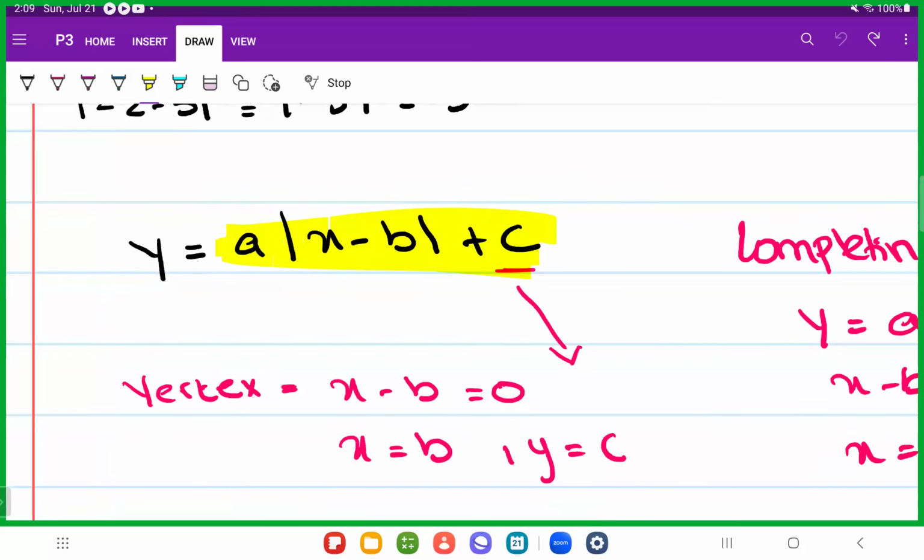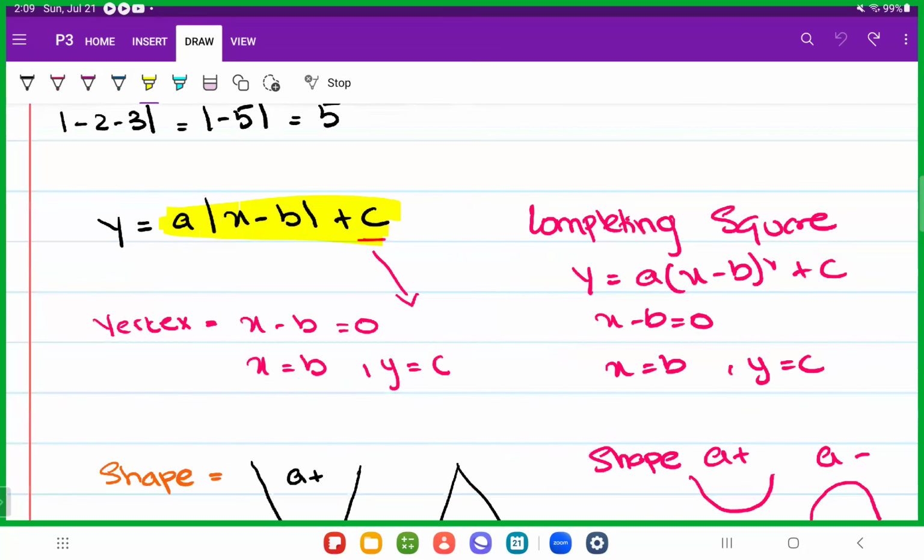So this is basically how we will be writing the modulus functions. It will be a|x minus b| plus c. If you want to find the vertex, which is the turning point, you do x minus b is equal to 0. So x is equal to b. This is what we usually do. And the y would be equal to c.